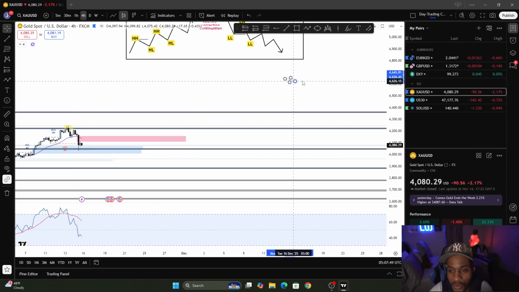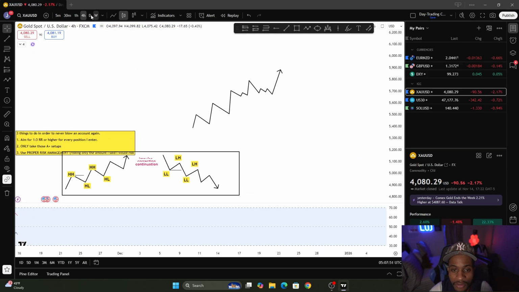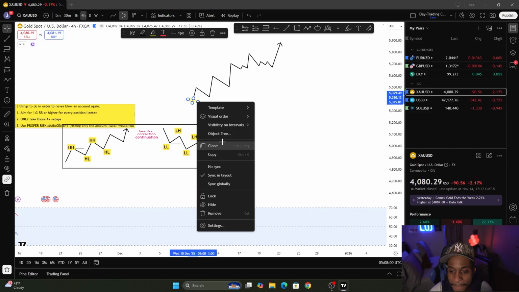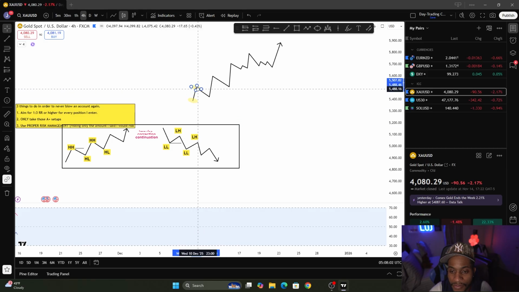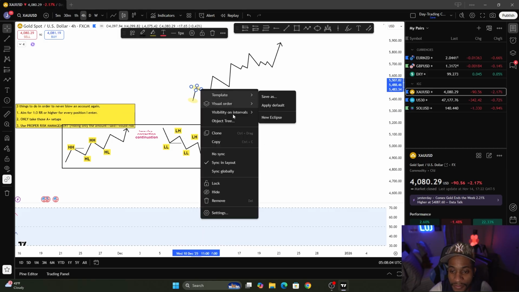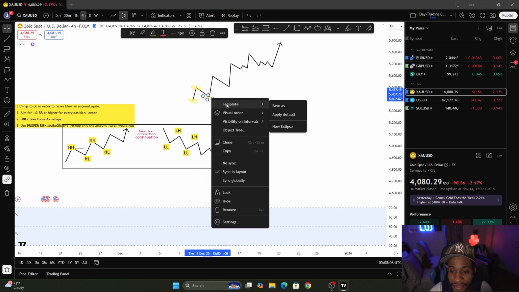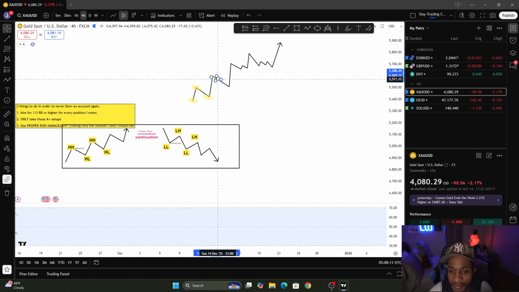So you guys know I basically mark out 4-hour swing highs and swing lows. So that would be a swing high. Sorry guys, I'm a perfectionist, so everything on my screen kind of has to be perfect. But you guys will get the point.